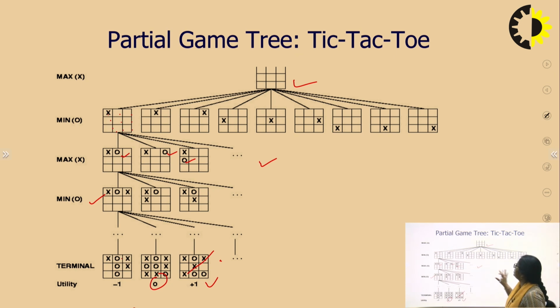So we have a number of options. It will be a very lengthy game tree. So this way we go on drawing the game tree. The partial game tree is shown on this particular slide.